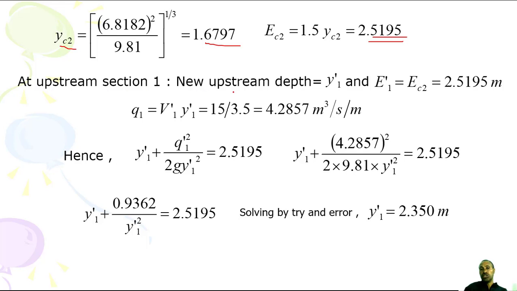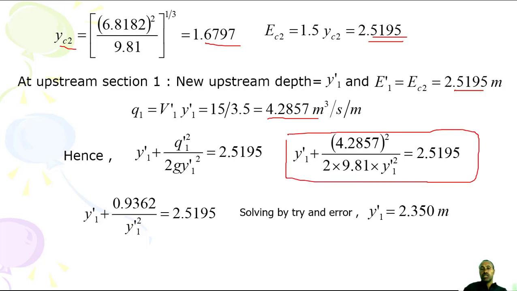Then at upstream section, new upstream depth Y1 prime and E1 prime is equal to E critical, which is 2.519. Then Q1, which is V1 prime Y1 prime, only for rectangular channel. Then you can substitute Q1 square instead of V1 square, Q1 over Y1 square. You substitute, then again you iterate this. You can solve by trial and error this simplified equation. You have Y1 will increase again to 2.350.